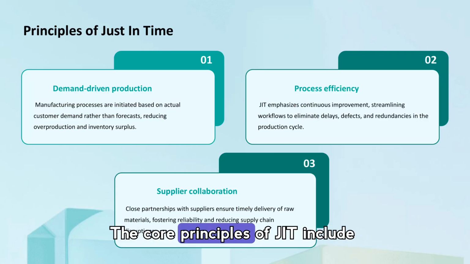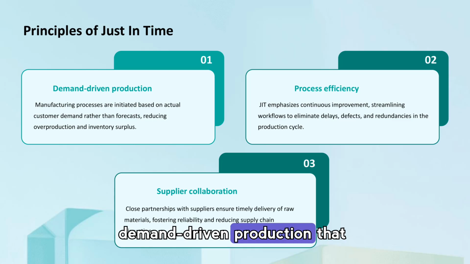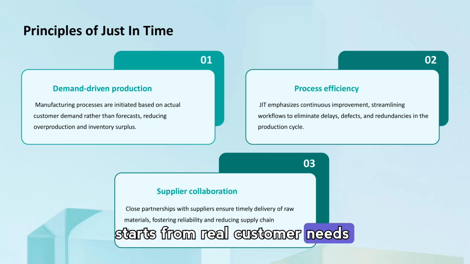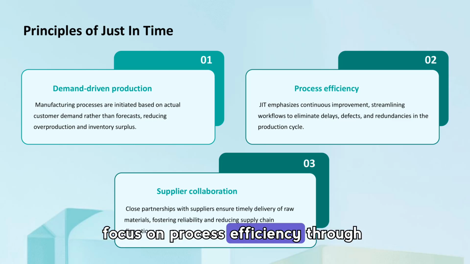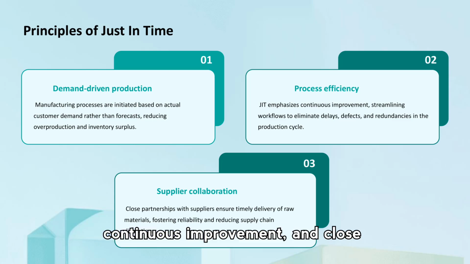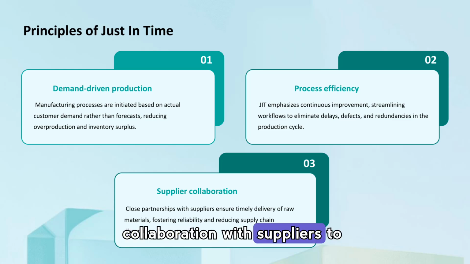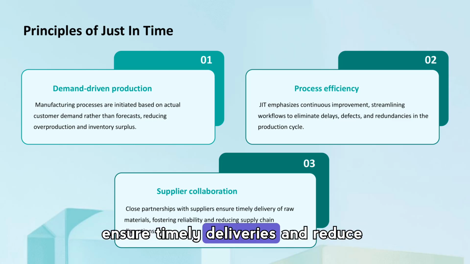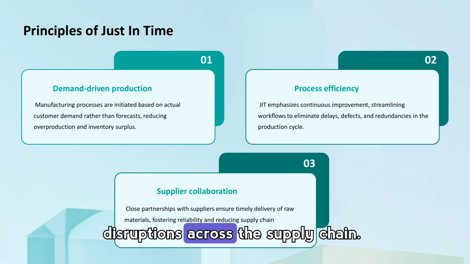The core principles of JIT include demand-driven production that starts from real customer needs rather than forecasts, relentless focus on process efficiency through continuous improvement, and close collaboration with suppliers to ensure timely deliveries and reduce disruptions across the supply chain.